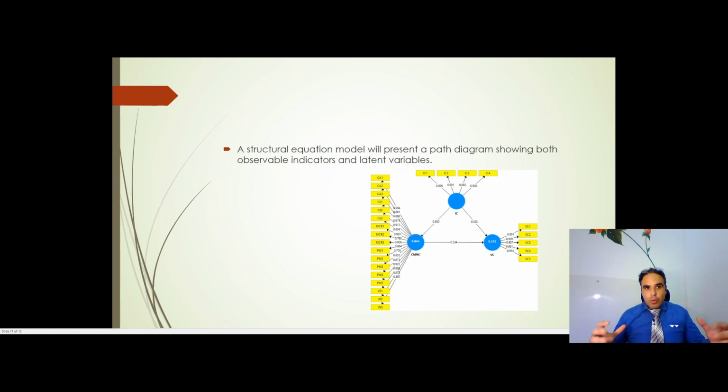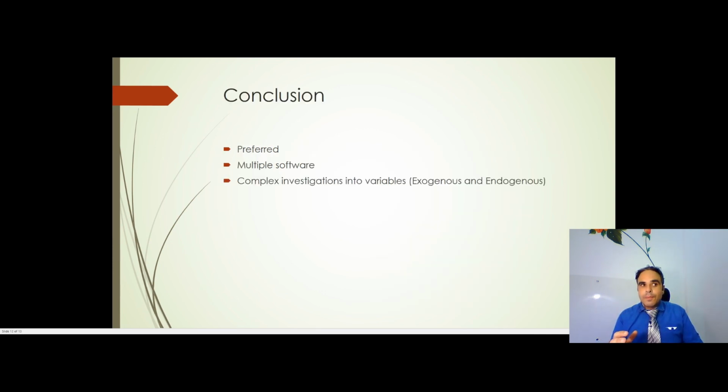So, a structural equation model usually is represented through a path diagram showing latent variables, also named latent abstract variables or latent constructs, and observable indicators. Observable indicators refer to something like questionnaire items that help you measure a specific variable.